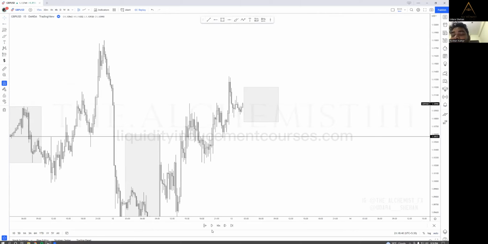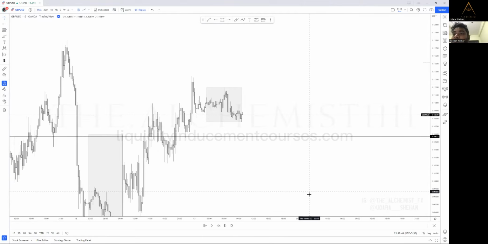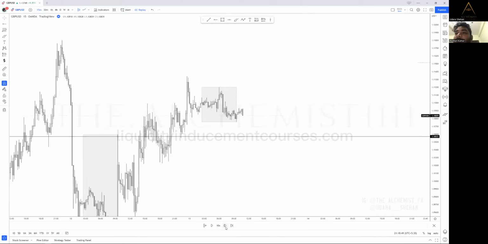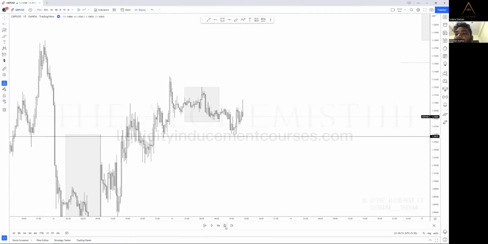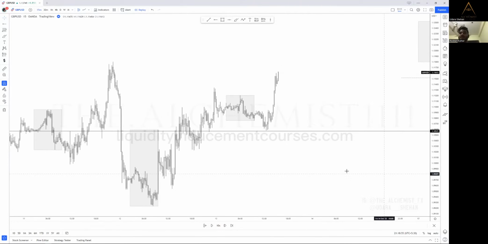What is this? Asian lows, liquidity right above the daily point of interest. Can you see that? What happens? Look at this. Asian low taken out. Boom. There it goes. Can you see that? Where did it tap into?